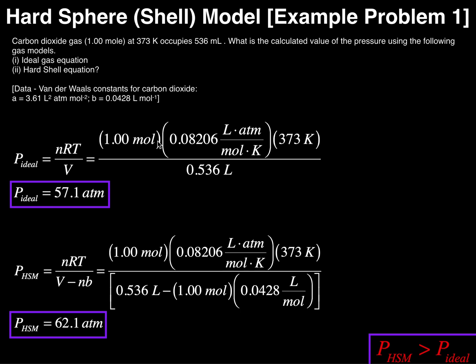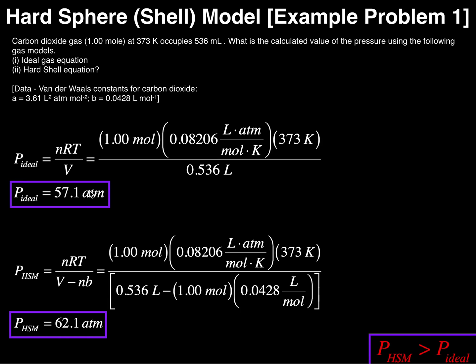And again, we can see the moles will cancel, the Kelvin units will cancel, and then the liters will also cancel, and that will leave us units of atmospheres, which makes sense because we're solving for a pressure. And when we calculate it, we get a pressure of 57.1 atmospheres. So using the ideal gas equation of state, this is going to be the pressure of this gas.